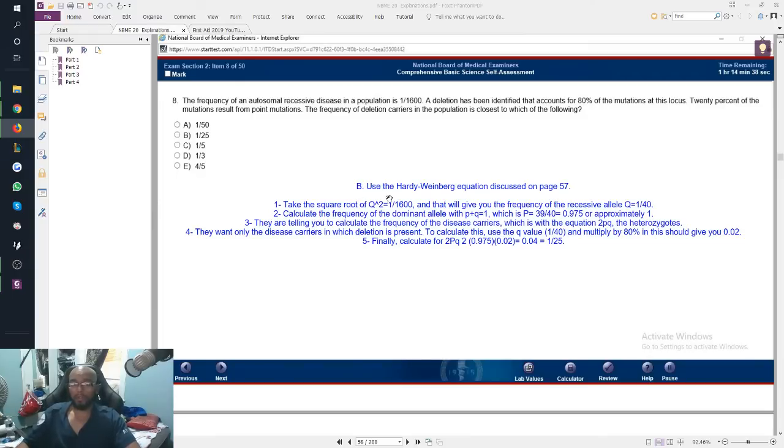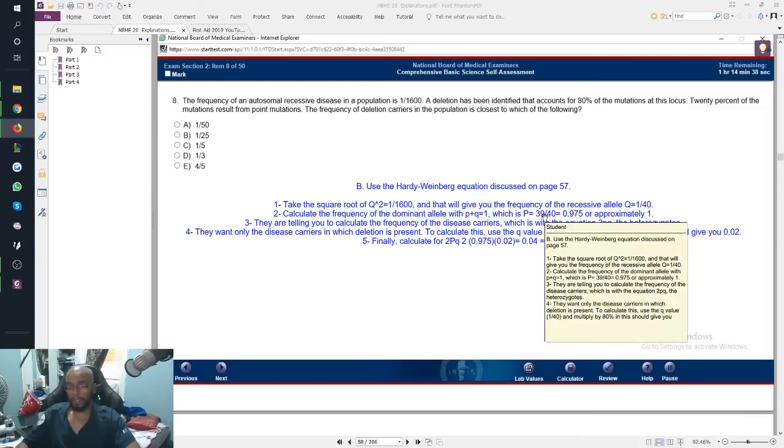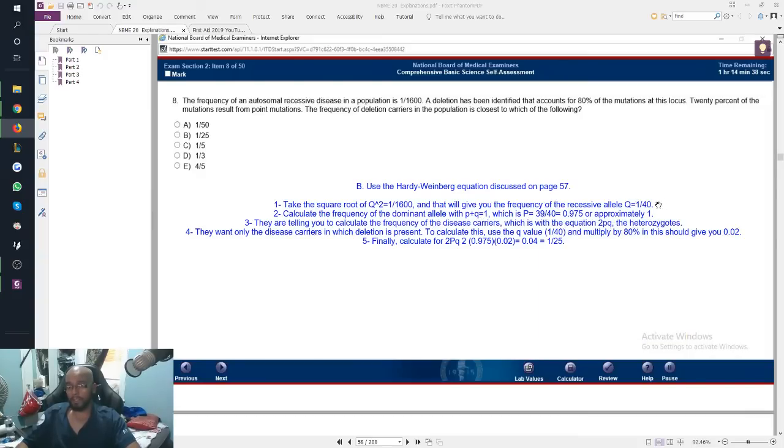So take the square root of q squared, right? They gave you the q squared. Autosomal recessive disease in a population is this much. So if you take the square root of that, you're going to get q is 1 over 40. Calculate the frequency of the dominant allele with p plus q equals 1. So that means p is 39 over 40. And when something like this happens on your test, right, 39 over 40 is pretty much 40 over 40. So you can approximate that to be a 1 and work with that.